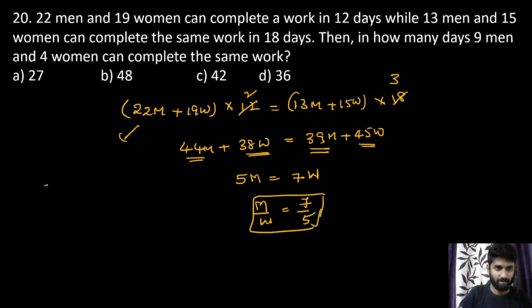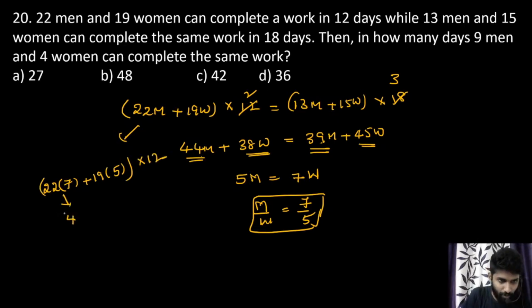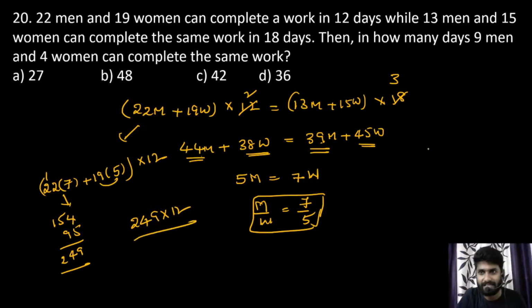Now the total work is equal to 22 into the M value, which is 7, plus 19 into the W value, which is 5, and the entire work is exactly equal to 12. Now see, just calculate. 7 2s are 14, 14 plus 95, 19 5s are 95. The value becomes 249 into 12. So this is the total work, and this work is completed by 9 men and 4 women together.